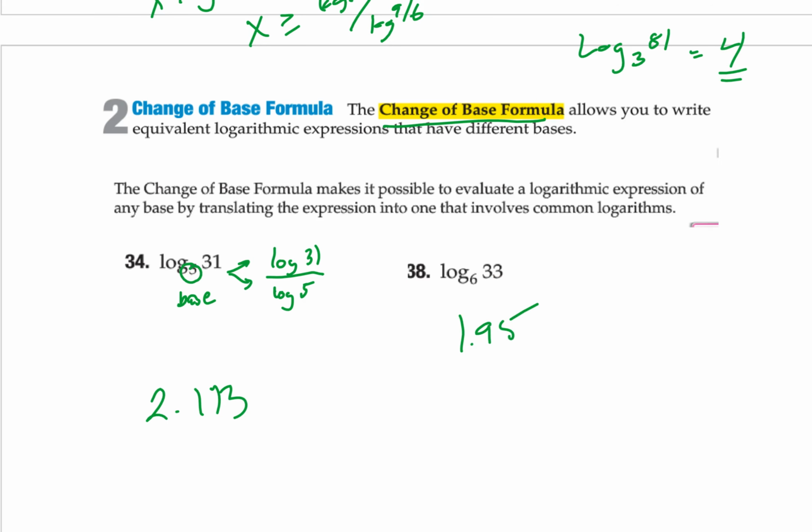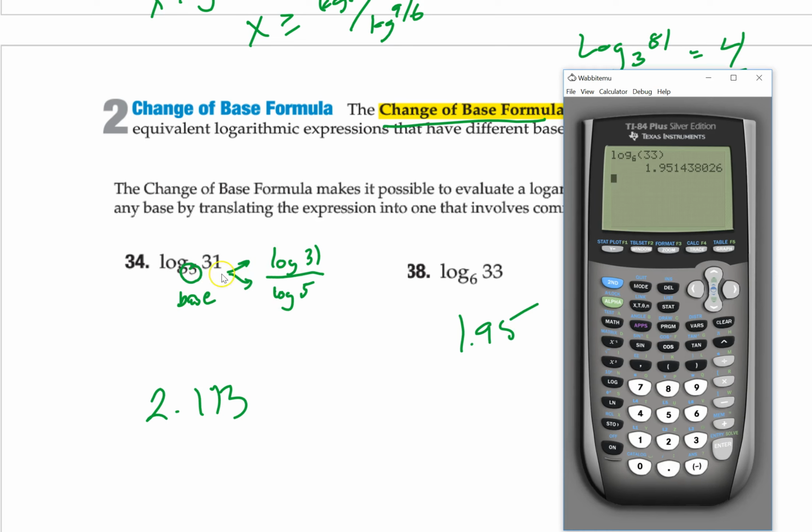So again, 2 ways to do it. The change of base formula where you separate it. The top goes on top, the basement goes to the basement. And if you just go to math and go to log base. Another way of doing it.